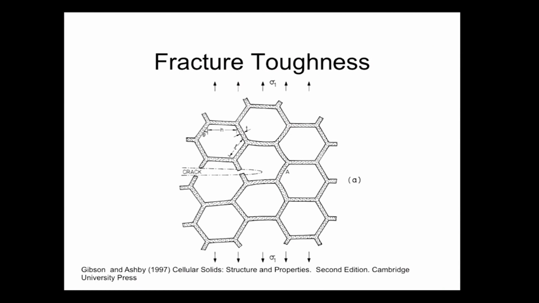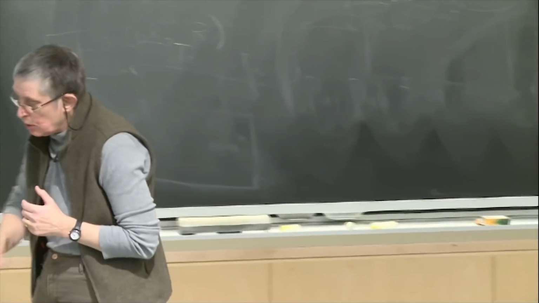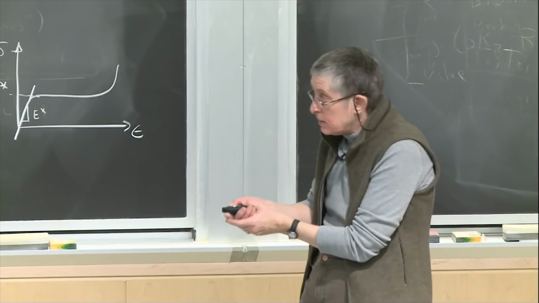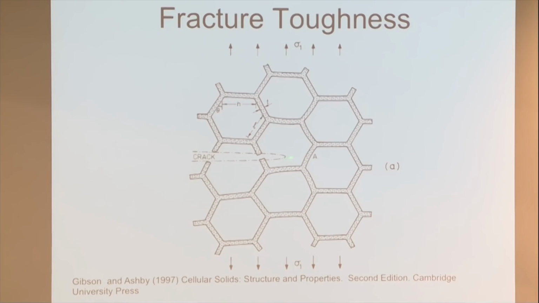And imagine now that we've got a crack here, and I'm going to consider a situation where the crack is very large relative to the cell size. So it's not a crack in the cell walls, it's a crack that goes through multiple cells. I'm going to assume the crack is large relative to the cell size, and that bending is the main deformation mode. And what I'm going to do is, if I have my crack tip here, look at this cell wall A just ahead of the crack tip.